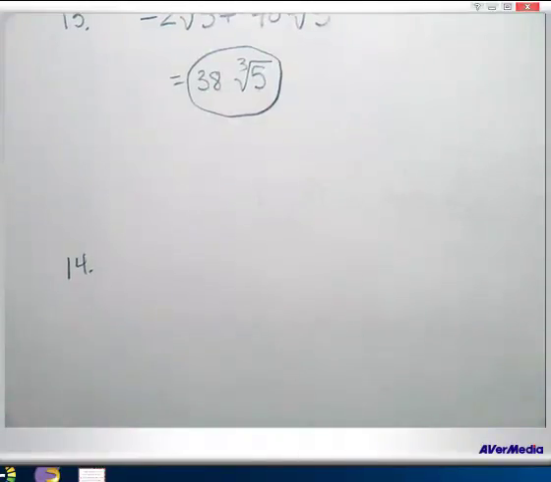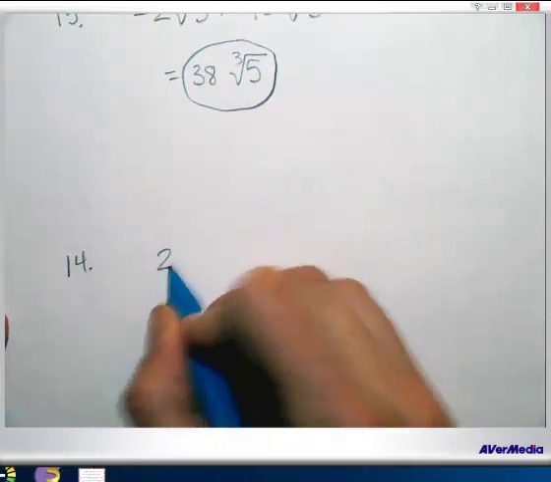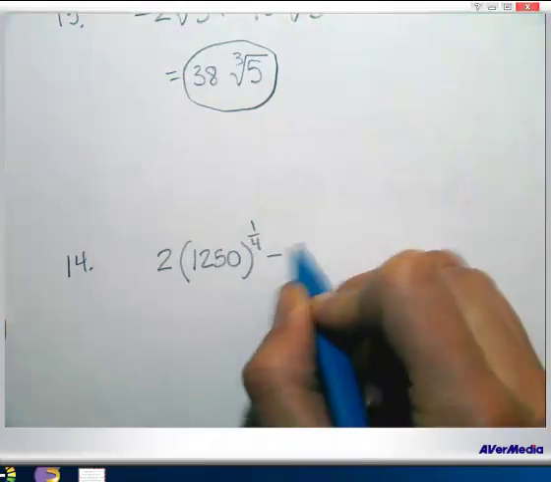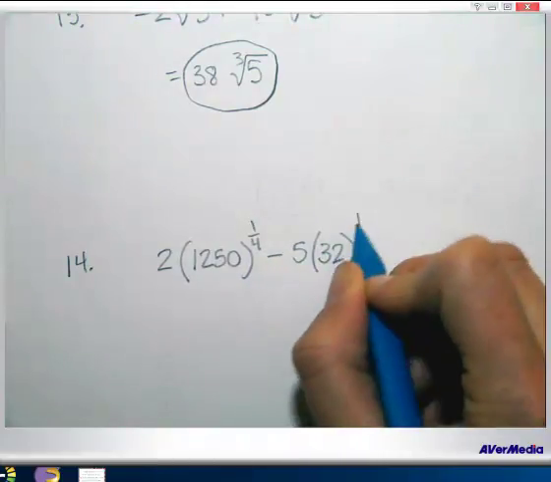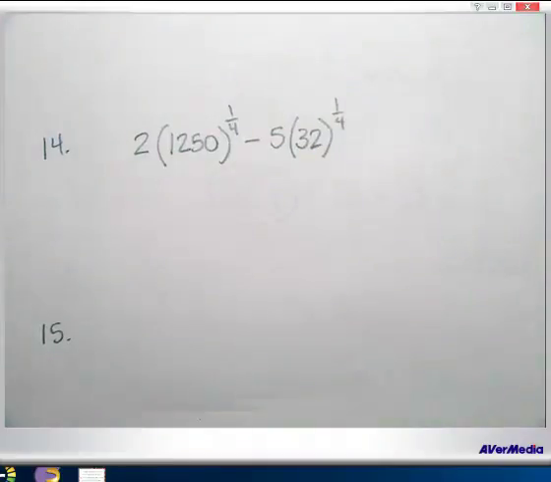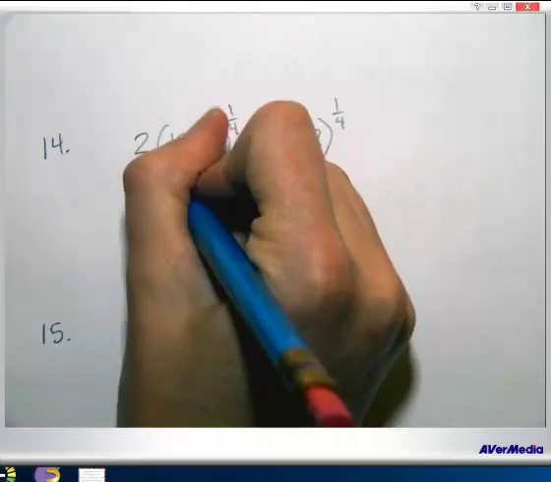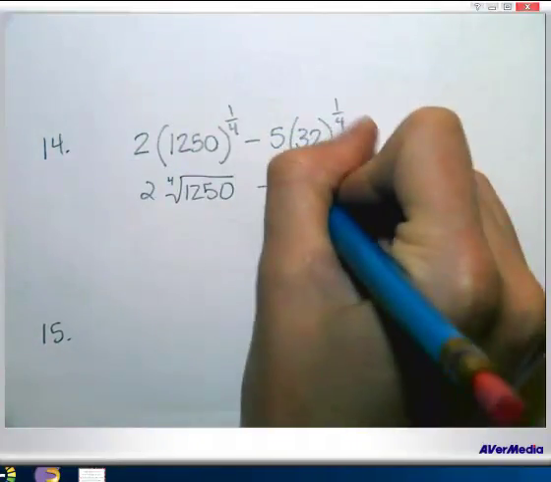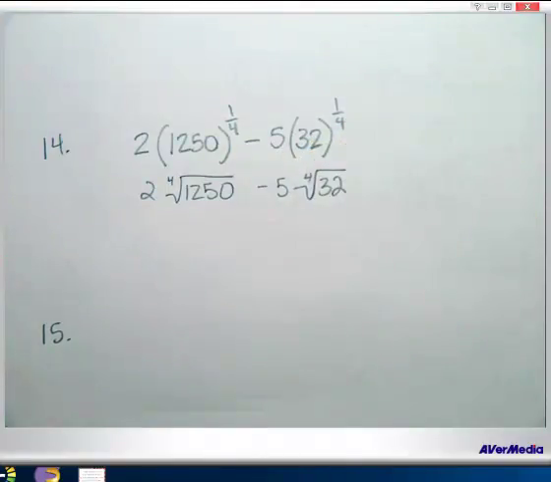Number 14. The notation's a little bit different on this one, which is why I chose to do it. We have 2, and then we have 1250 to the 1/4, minus 5 times 32 to the 1/4. So first thing I would do is think about these 1/4 as radicals and see if there's a way to either simplify or actually evaluate. Like, do any of these have a 4th root?